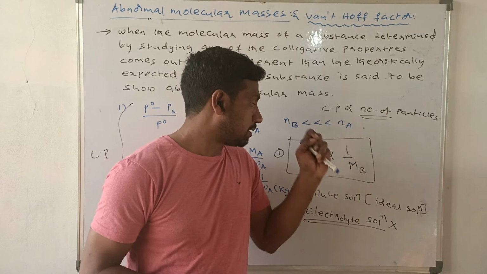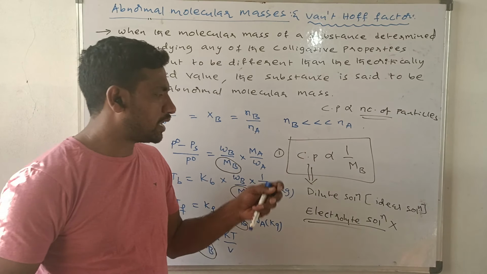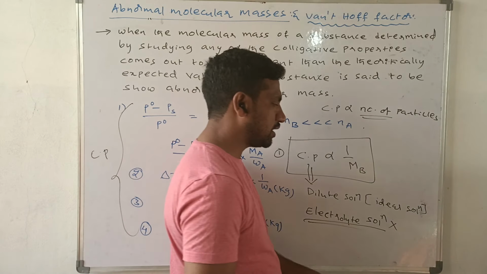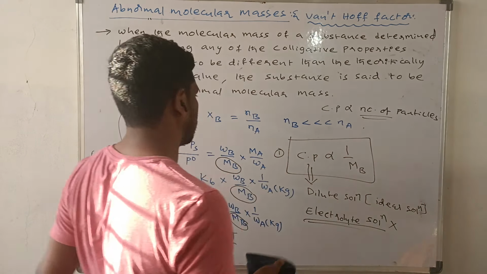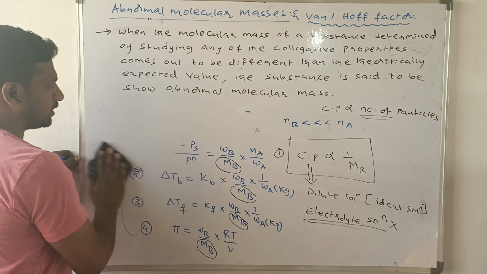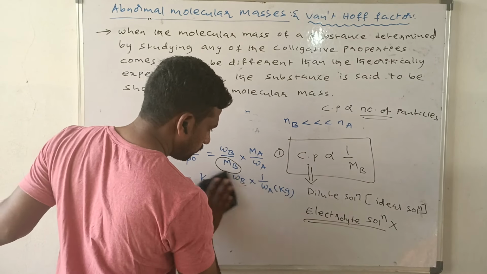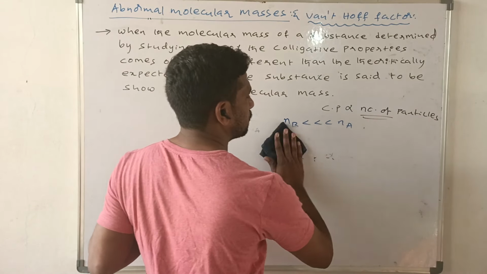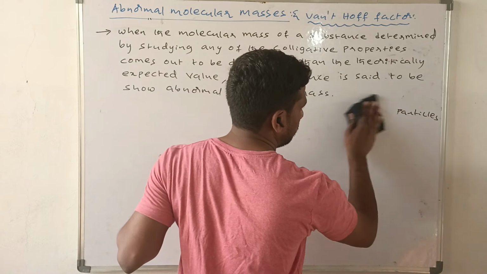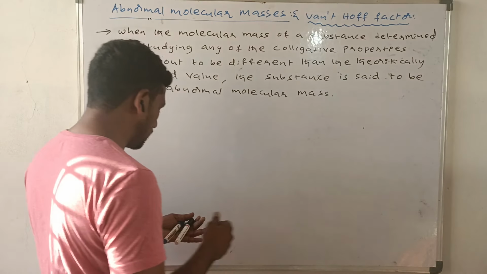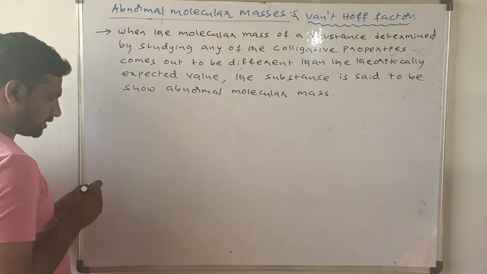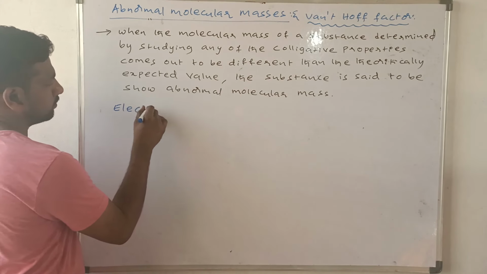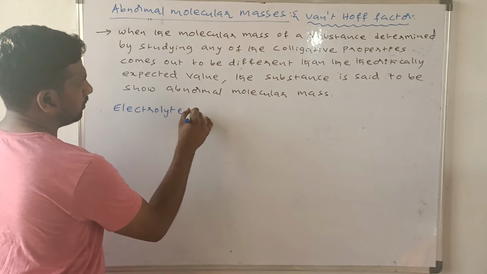So in the case of electrolyte solutions, what happens? Why are the colligative properties not applicable for electrolyte solutions? Now see, I will write what the electrolyte solutions are. For example, you can take acids, some bases, and some salts. I will write the acids first. Electrolyte solutions I am going to write here.